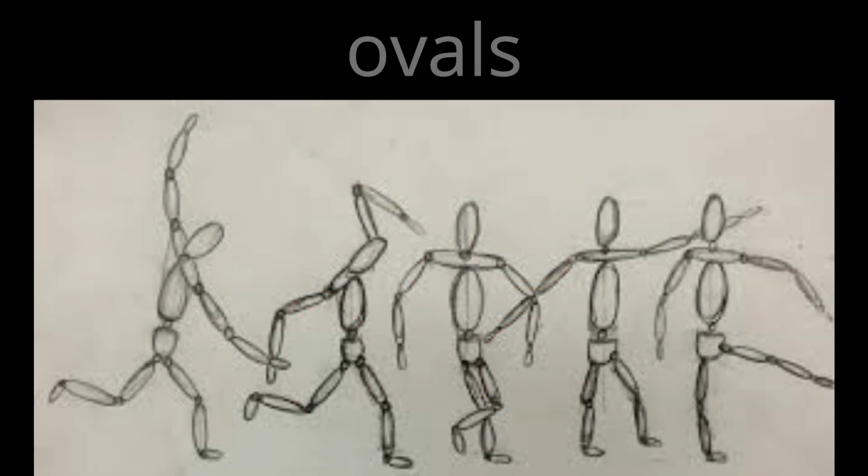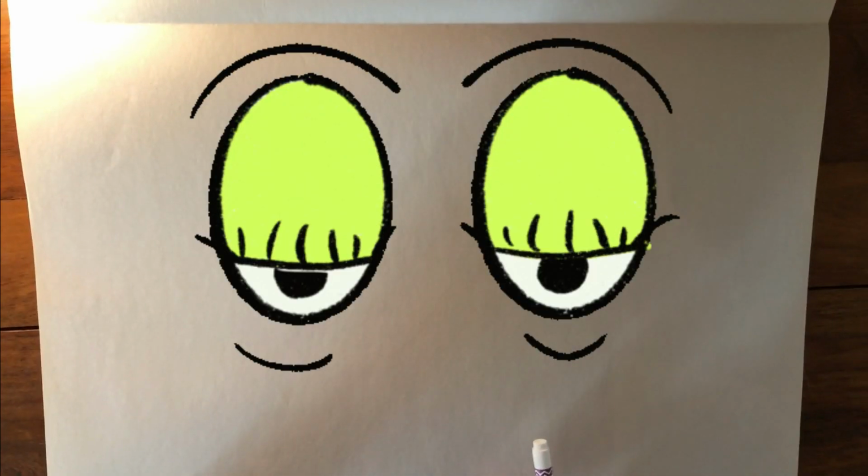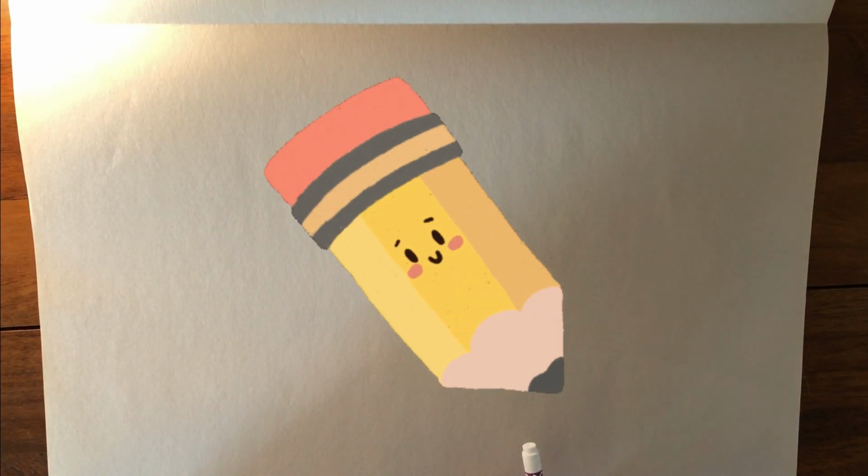Last time in art, we used ovals to draw the human figure. And this time, we are going to look at other shapes to draw the human figure. There are other shapes we can use to make cave art. Don't pick up your pencils yet. Wait till we pause the video. I'm going to use a marker so you can see it really well. I want you to watch first, and then we'll draw.